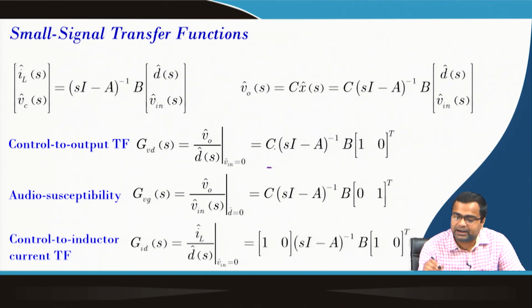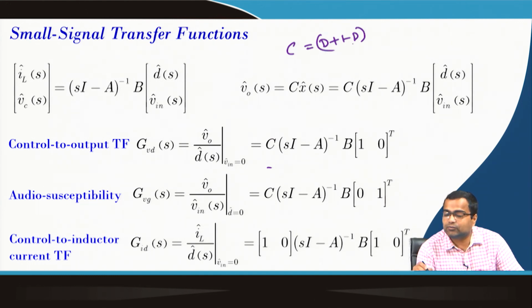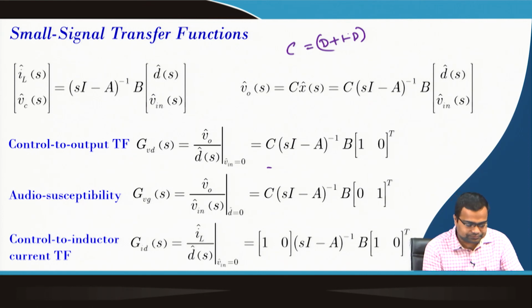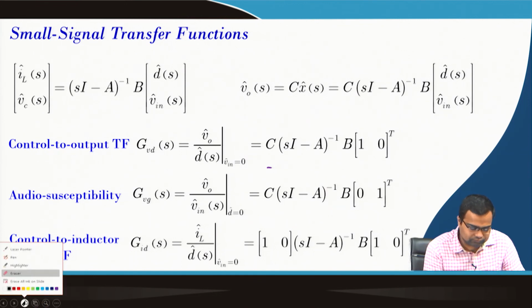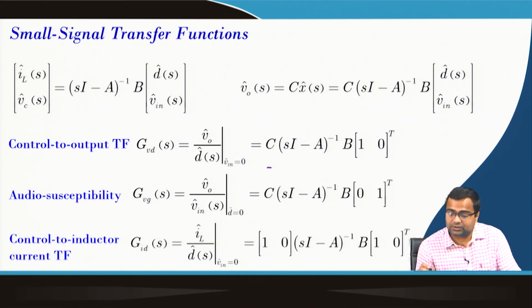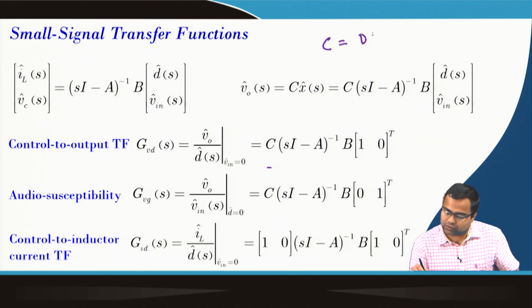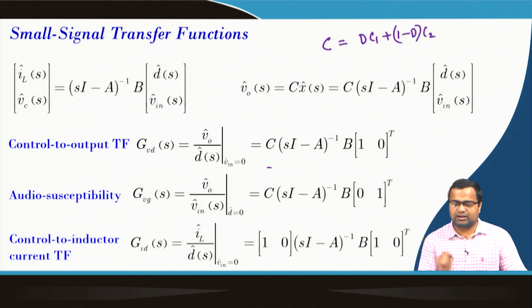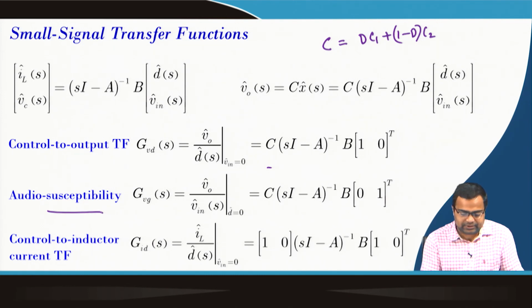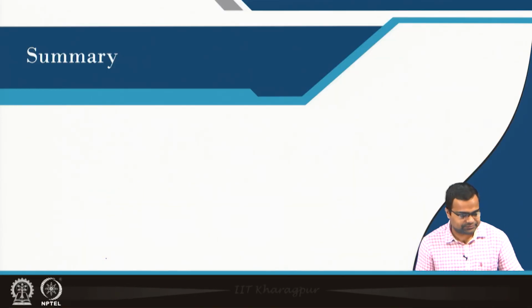So, here the C matrix is the equivalent C matrix, which is D plus 1 minus D into, what is this equivalent C matrix? Sorry. So, the same matrix that we obtained was C is equal to D into C1 plus 1 minus D into C2, that we can find out. So, you can derive audio susceptibility and control to inductor current transfer function.